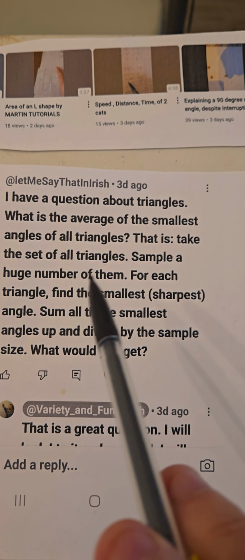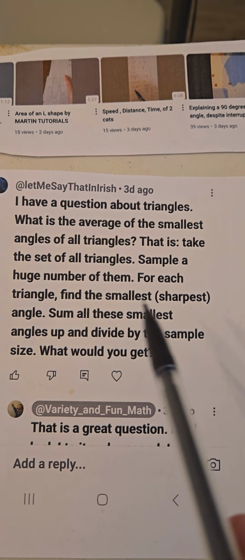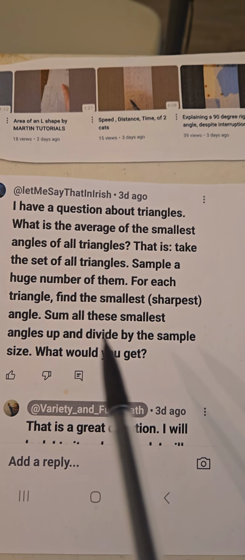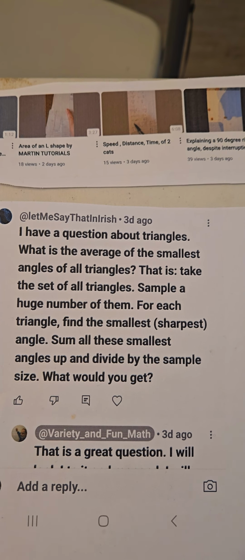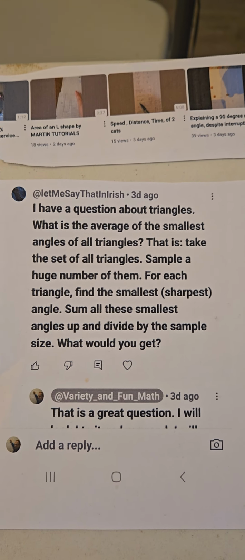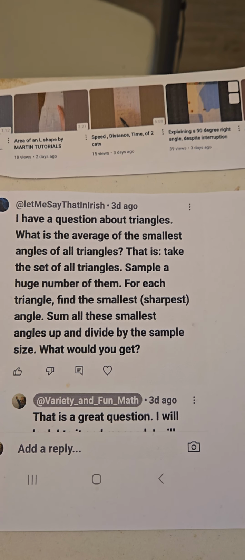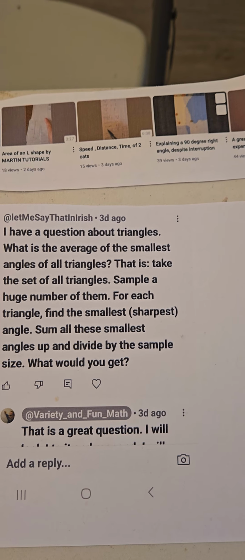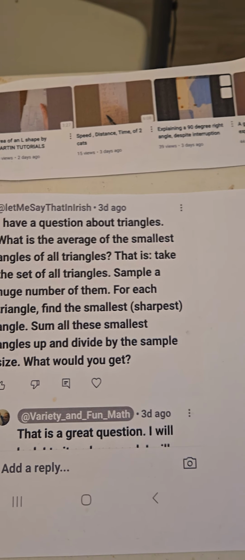That is, take the set of all triangles, sample a huge number of them. For each triangle, find the smallest angle, sum these smallest angles up, and divide by the sample size. What would you get? We had a little conversation about it in the comments section, and he's absolutely correct. Average is about taking the total and then dividing by the number of triangles.